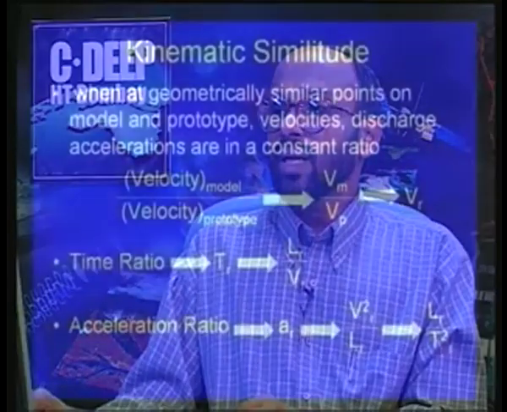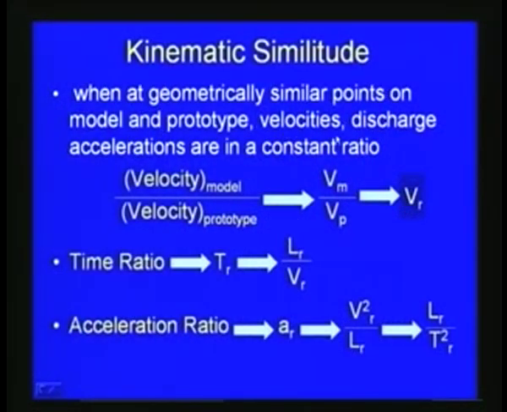Now the kinematic similitude. As we have seen, the time scale is important, and when we consider time scale, kinematic similitude is considered. At geometrically similar points on model and prototype, various parameters which deal with time, like velocity, discharge and accelerations, are in a constant ratio. So the velocity of the model divided by the velocity of the prototype, Vm by Vp, is the ratio Vr. The time ratio is Lr by Vr, since the dimension of V is meter per second and L is meter, so this comes as time.